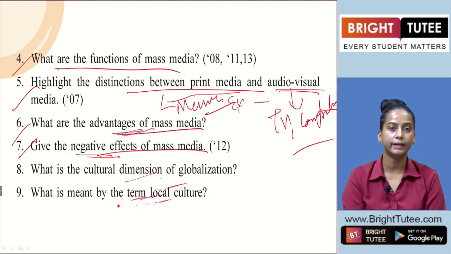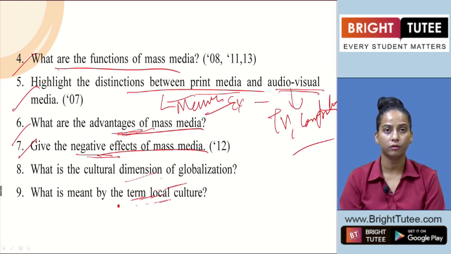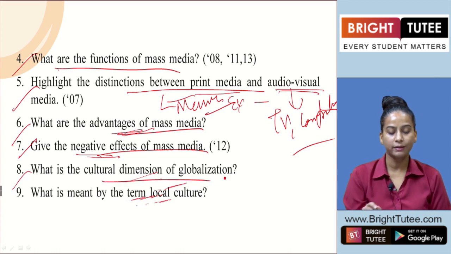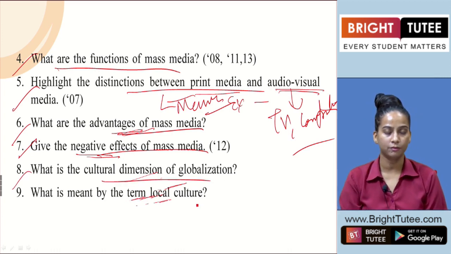So all these are the negative points which are influencing the mind of people, youth or the children, which is bringing the negative changes in our society. Question number 8, they have asked, what are the cultural dimensions of globalization?